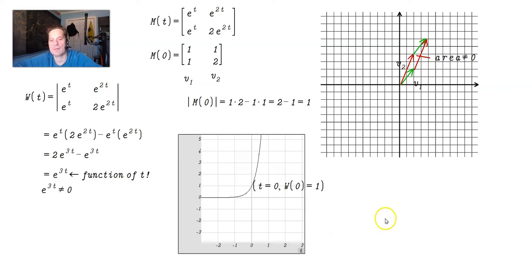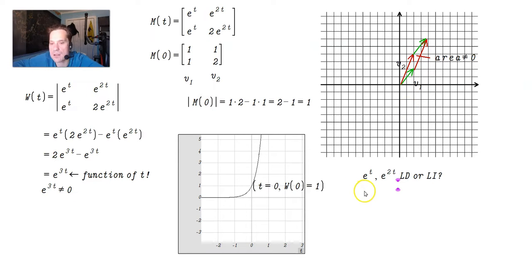That's all. Okay? Then the question is, how does any of this help us understand whether e to the t, and then e to the 2t, whether these are linearly dependent or linearly independent? Well, look, at t equals 0, v1 points this way, v2 points this way. There's an area that's spanned by them. But the point is that they're pointing in different directions, aren't they?